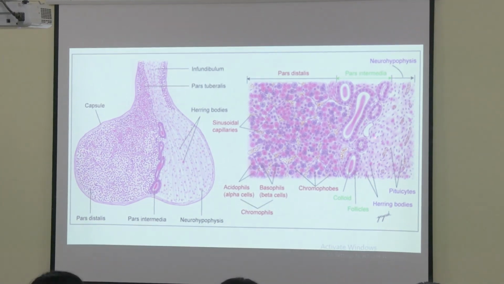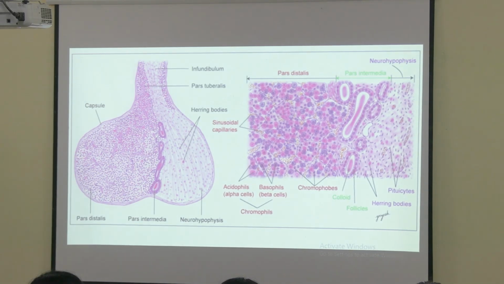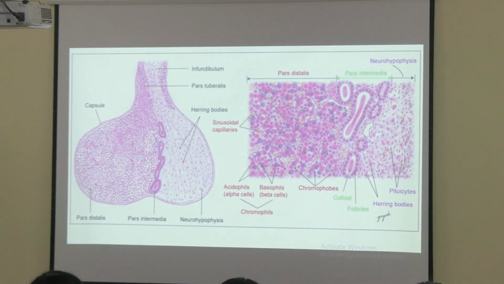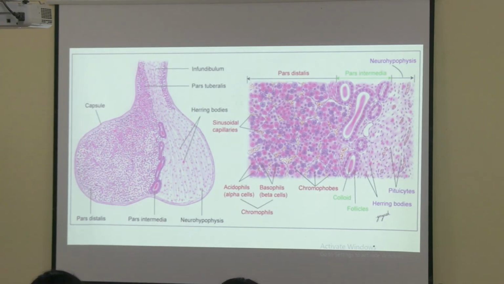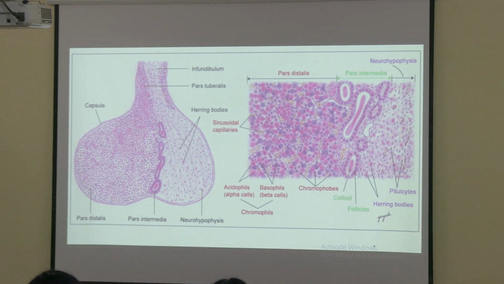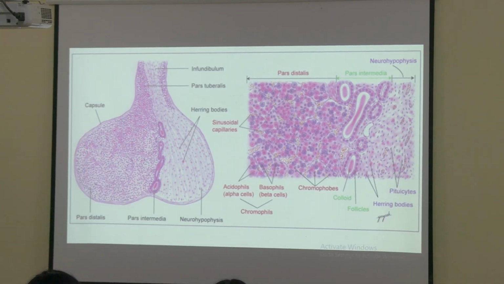Next, if you go posterior to the pars intermedia, which part is this? Which part is this? Pars posterior, also called neurohypophysis. Neurohypophysis. What can you expect in the neurohypophysis? Mainly you can expect the unmyelinated nerve fibers. From where are they coming? Supraoptic and paraventricular nuclei of the hypothalamus. Okay, first point. In between the fibers some supporting cells are there, and those are called pituicytes. That can also be seen.